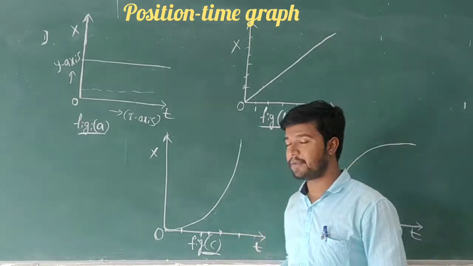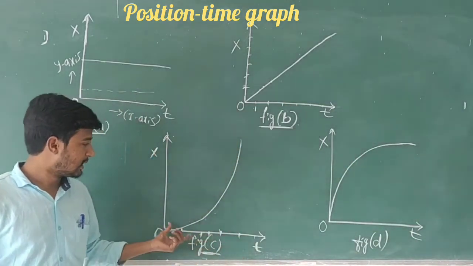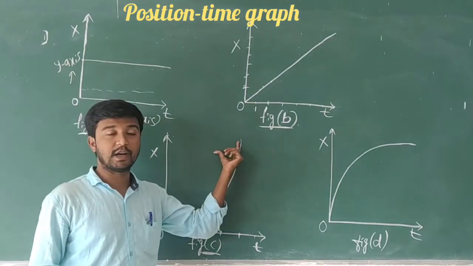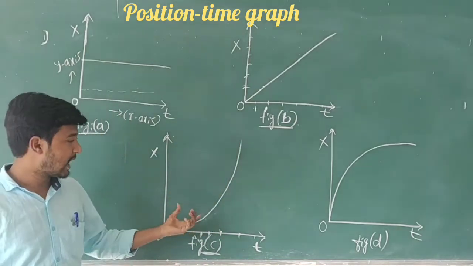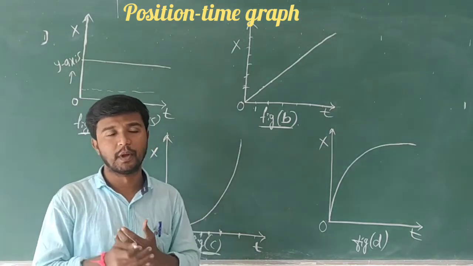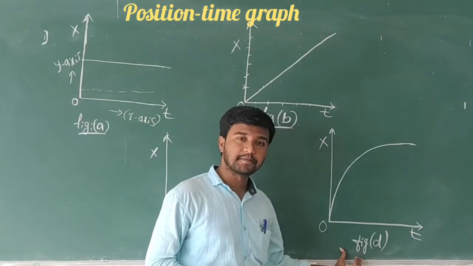So this figure tells about this position versus time graph with increasing velocity. Sorry, increasing acceleration. Meaning acceleration will be positive. Okay, understood? Okay, next we go to figure D.